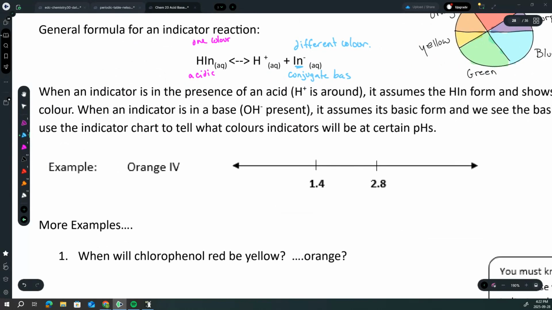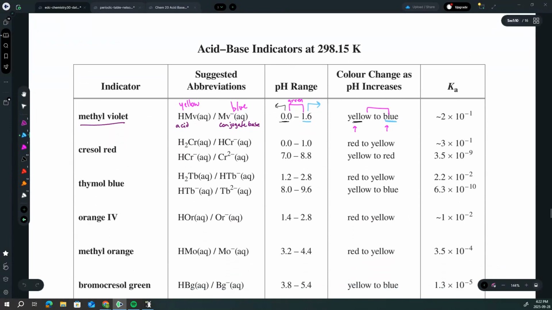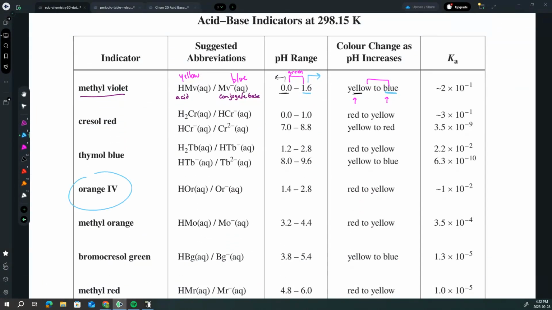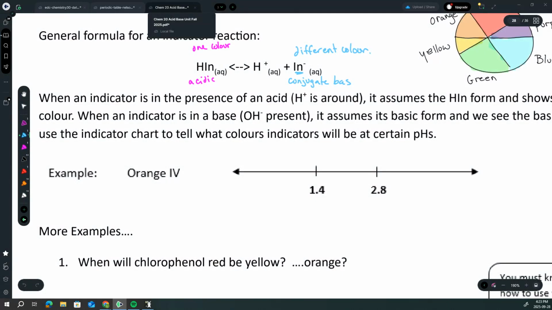So for example, we're going to talk about orange 4. If we look at our acid-base indicators table here, orange 4 is right here. Remember, left-hand color corresponds with left-hand number. So at 1.4 and below, the acidic form of this indicator will be present, and so it will be red, because that's the color of the acidic form of this indicator. So what I'm going to do here is color this in red.